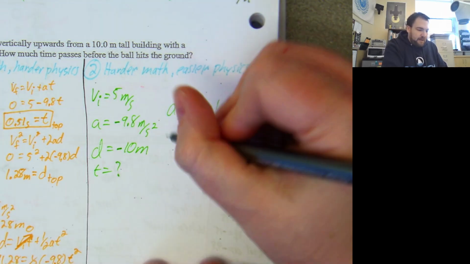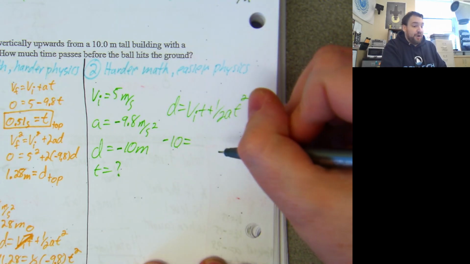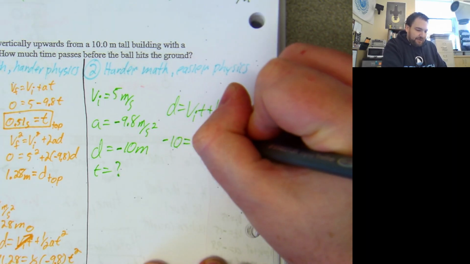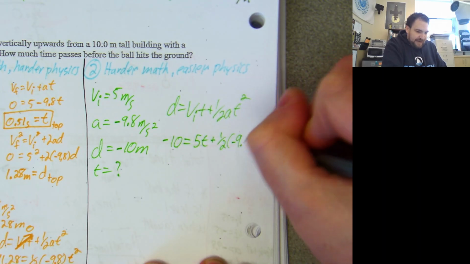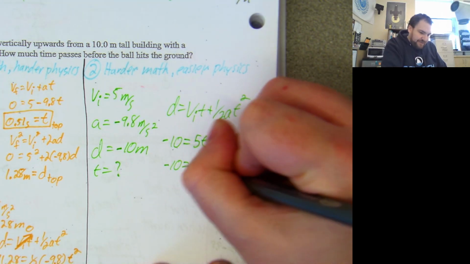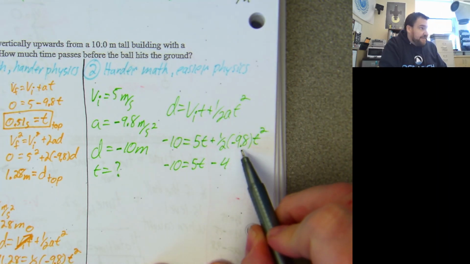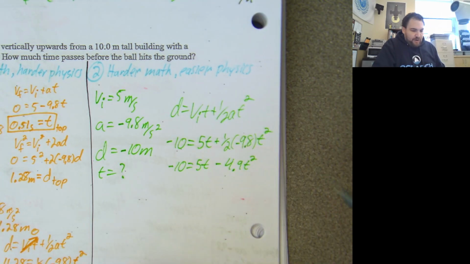Let's plug it in. Negative 10 is going to equal, v_i now is not 0. v_i is 5. So we're going to have negative 10 equals 5t plus 1/2 times negative 9.8 t squared. I'm going to clean this up a little bit here. We're going to get negative 10 equals 5t minus, I'm just multiplying the half and the negative 9.8, negative 4.9 t squared. And now we want to solve this thing for t.